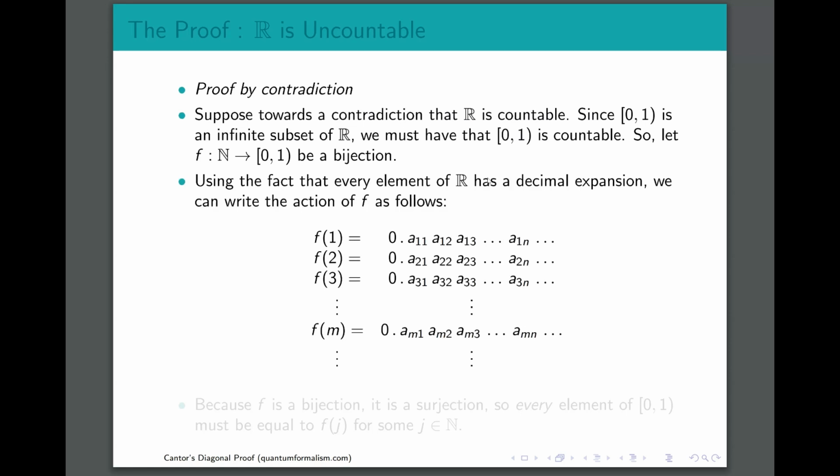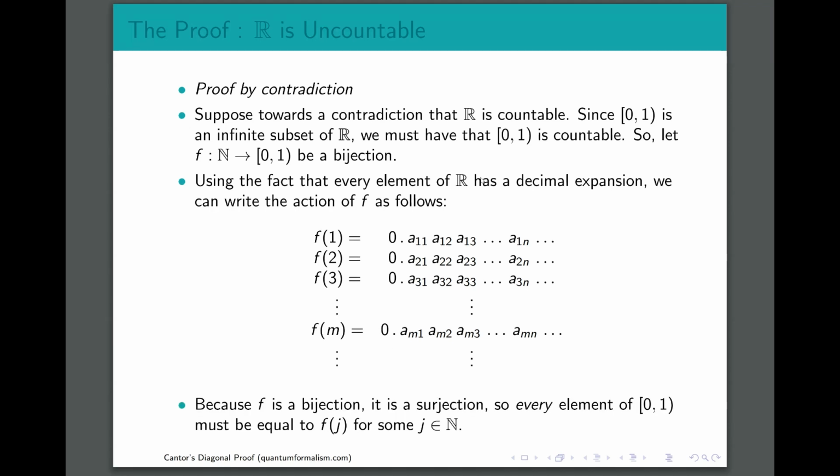Now we're going to use the fact that every real number has a decimal expansion. We're going to write the action of f as follows. f(1) is equal to 0.a11, a12, a13, etc., going up to a1n and beyond. So this is just a decimal expansion as you've seen before. So this could be 0.125, something like that, is equal to f(1). We do the same for f(2), f(3), and so on, going up to f(n). So these are just these numbers, but expressed in decimal.